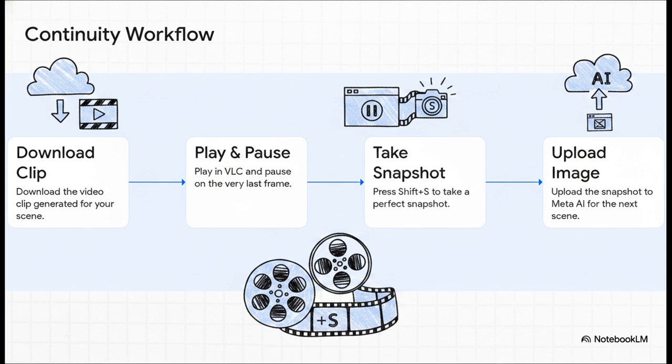Then, you just go back over to Meta AI, switch to video mode, and upload that snapshot as the starting point for scene 2. You paste in your scene 2 video prompt, hit animate, and boom, you have flawless continuity from the end of clip 1 right into the beginning of clip 2. And you just repeat the snapshot process for every single scene in your movie.